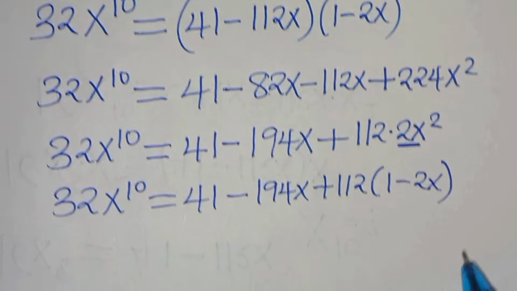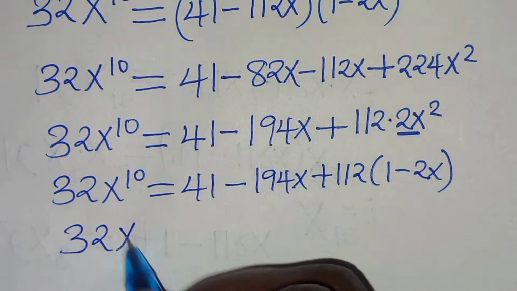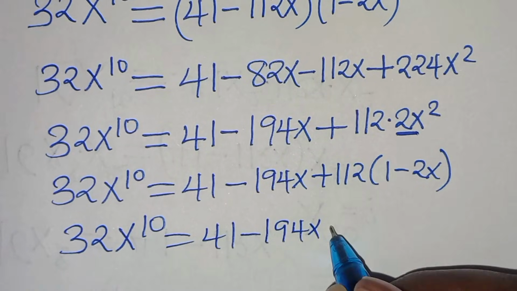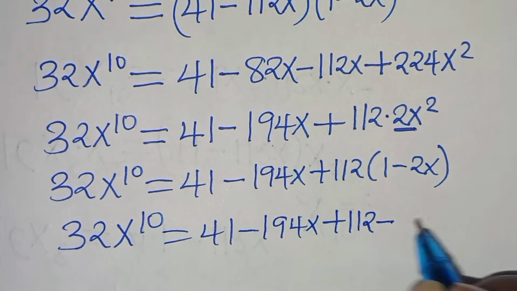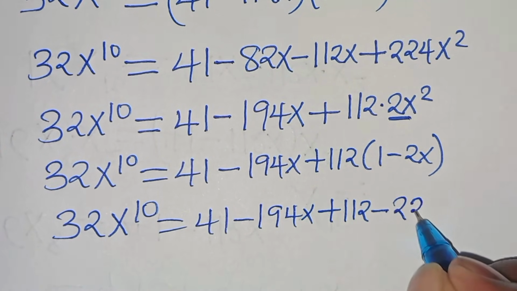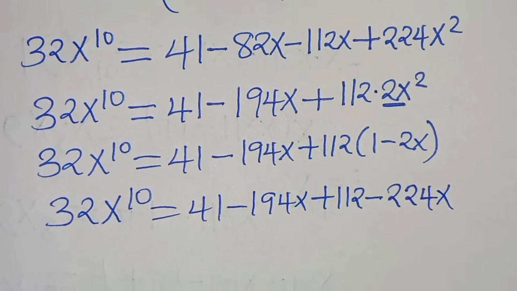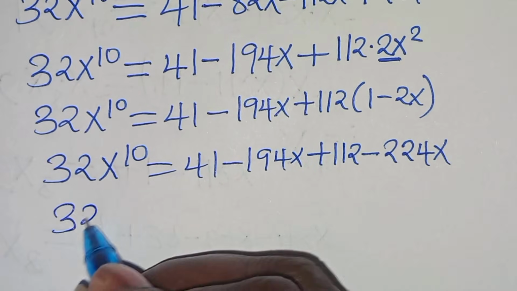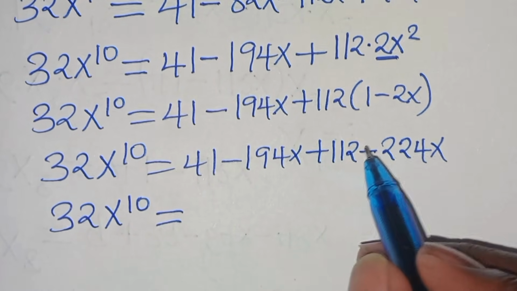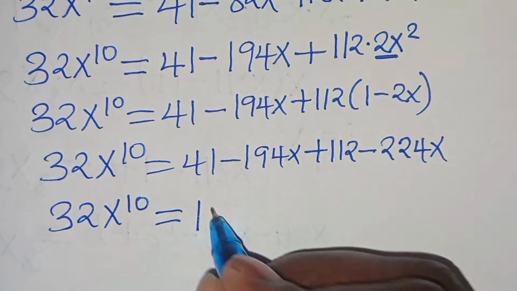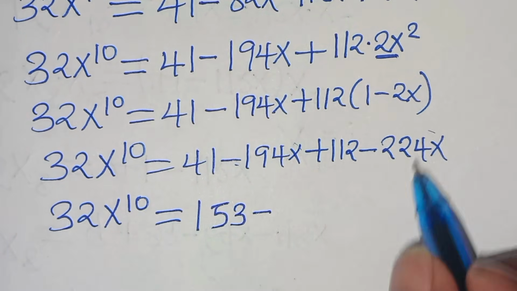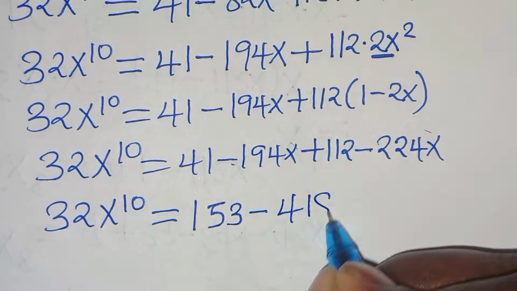So let's open the parenthesis here. So this is 2x to the power of 10, equal to 41 minus 194x plus 112, subtract 112 times minus 2x. This is minus 224x. Now let's collect the like terms together from here. This is 41 plus 112, and this is equal to 153. Subtract minus 194x minus 224x. This is minus 418x.